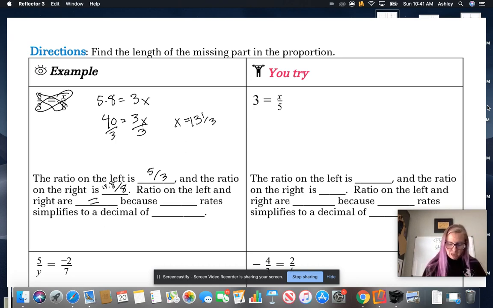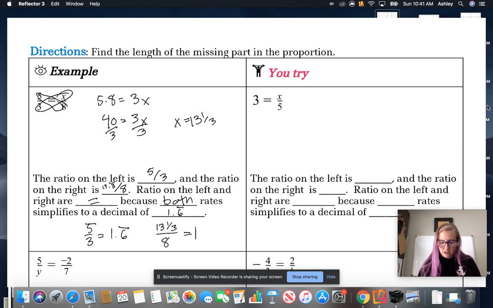They are equal because both rates simplify to a decimal of 1.6 repeating. I did a little math ahead of you here, for time's sake. If I take 5 and divide by 3 in my calculator or by hand, I get 1.6 repeating. If you take 13 1/3 and divide by 8, you also get 1.6 repeating, because they are equivalent. They should be equal. When we simplify into a decimal version, it's really easy to double check that they are in fact equivalent in value. So that's what we're doing for these.